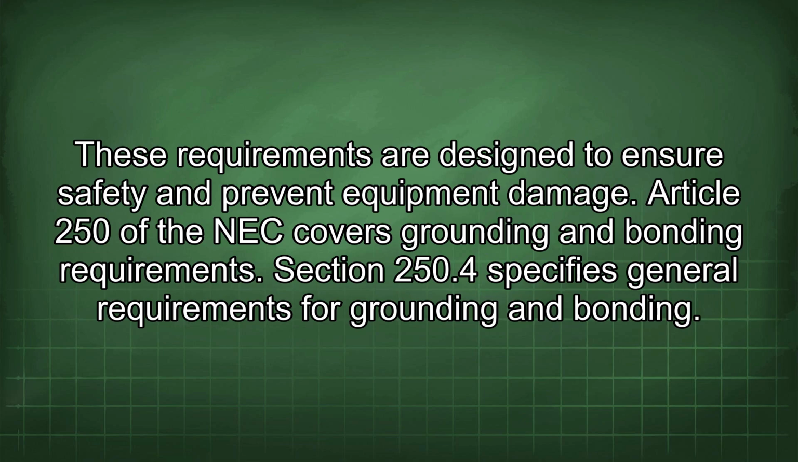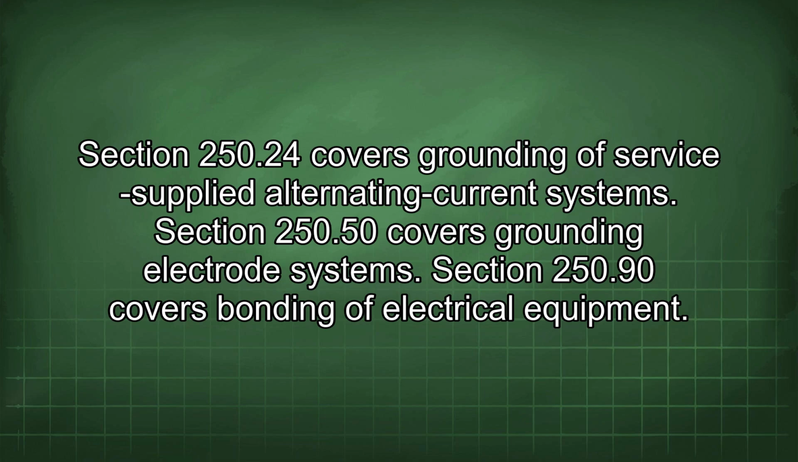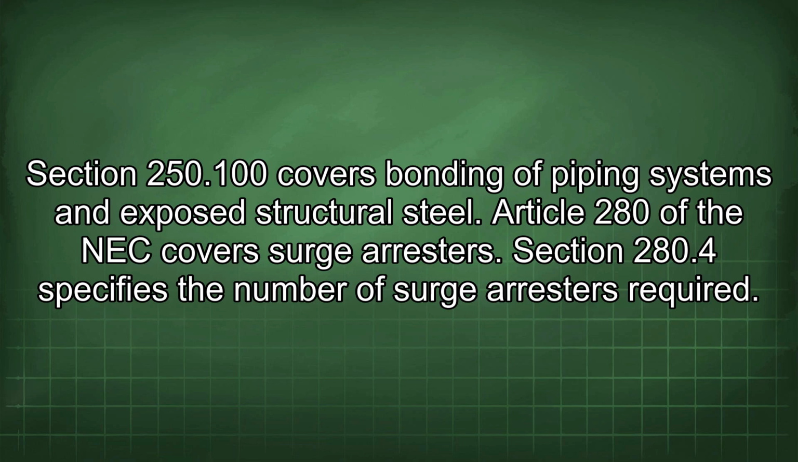Section 250.4 specifies general requirements for grounding and bonding. Section 250.24 covers grounding of service-supplied alternating current systems. Section 250.50 covers grounding electrode systems. Section 250.90 covers bonding of electrical equipment. Section 250.100 covers bonding of piping systems and exposed structural steel.